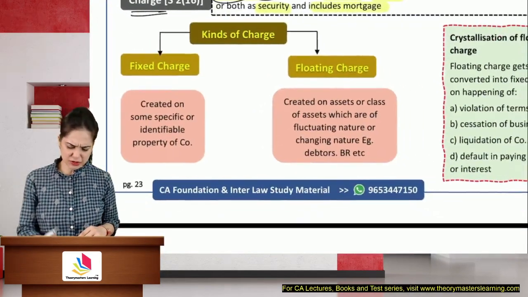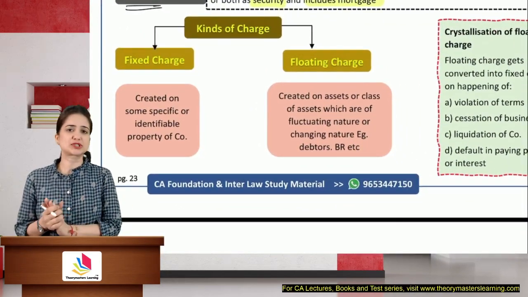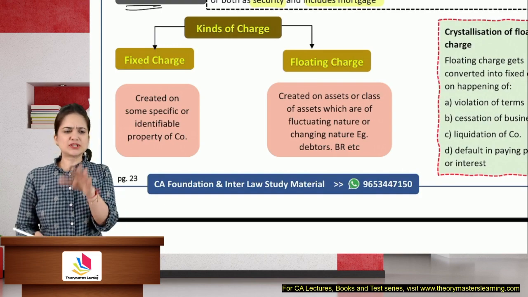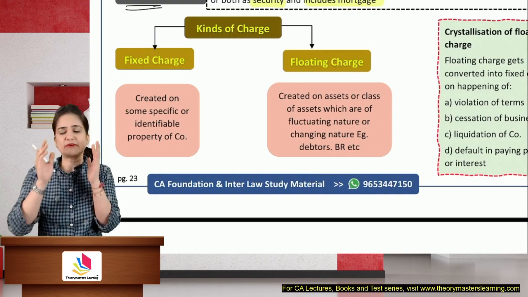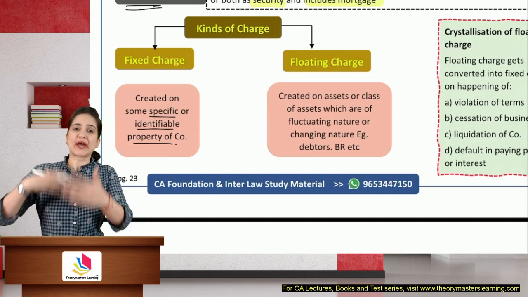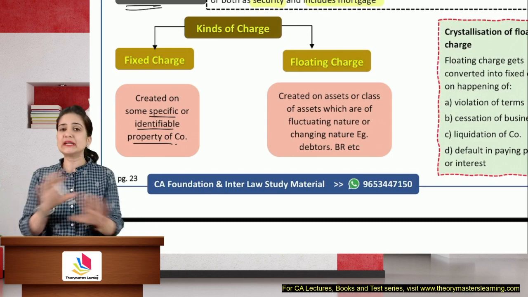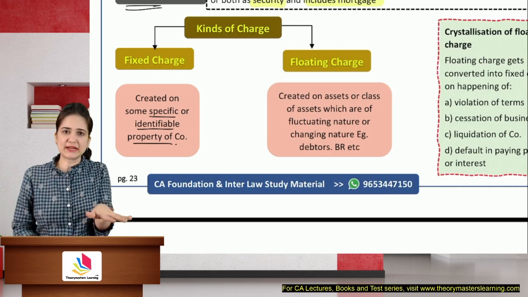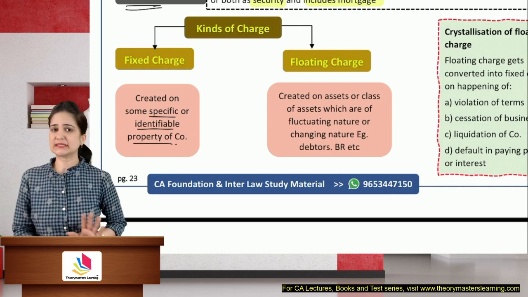Now there are different kinds of charges. We have fixed charge and floating charge. Fixed charge means a charge which is created on a particular asset which is not of fluctuating nature. The amount remains fixed. It is created on some specific or identifiable property. You cannot deal in that property till the property is encumbered. You cannot sell it, you cannot deal in that property till it is encumbered.